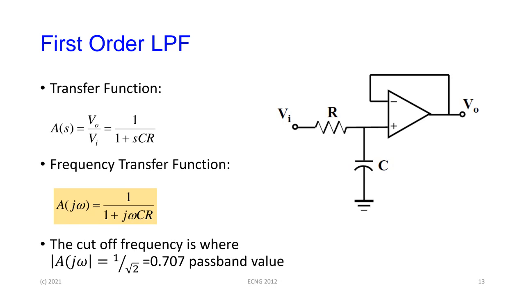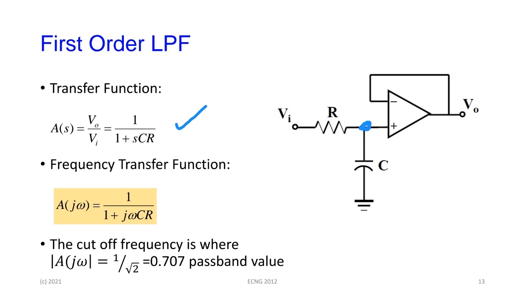Right? So if you look at the transfer function for this, the input and output, remember the output, because there's a unity gain buffer, here is VO as well. So if you work out V out over V in, it's very simple, it's essentially an impedance divider. So the transfer function is 1 over 1 plus SCR.